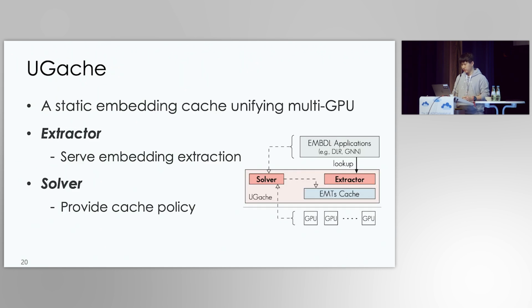To address these challenges, we propose UGACHE, a multi-GPU cache system designed for embedding. UGACHE builds a static cache that targets read-only workloads towards embeddings, such as GNN training and model inference like recommendation. UGACHE has two core components, the extractor and the solver. The extractor serves the embedding extract request from the client, while the solver periodically provides cache policies.